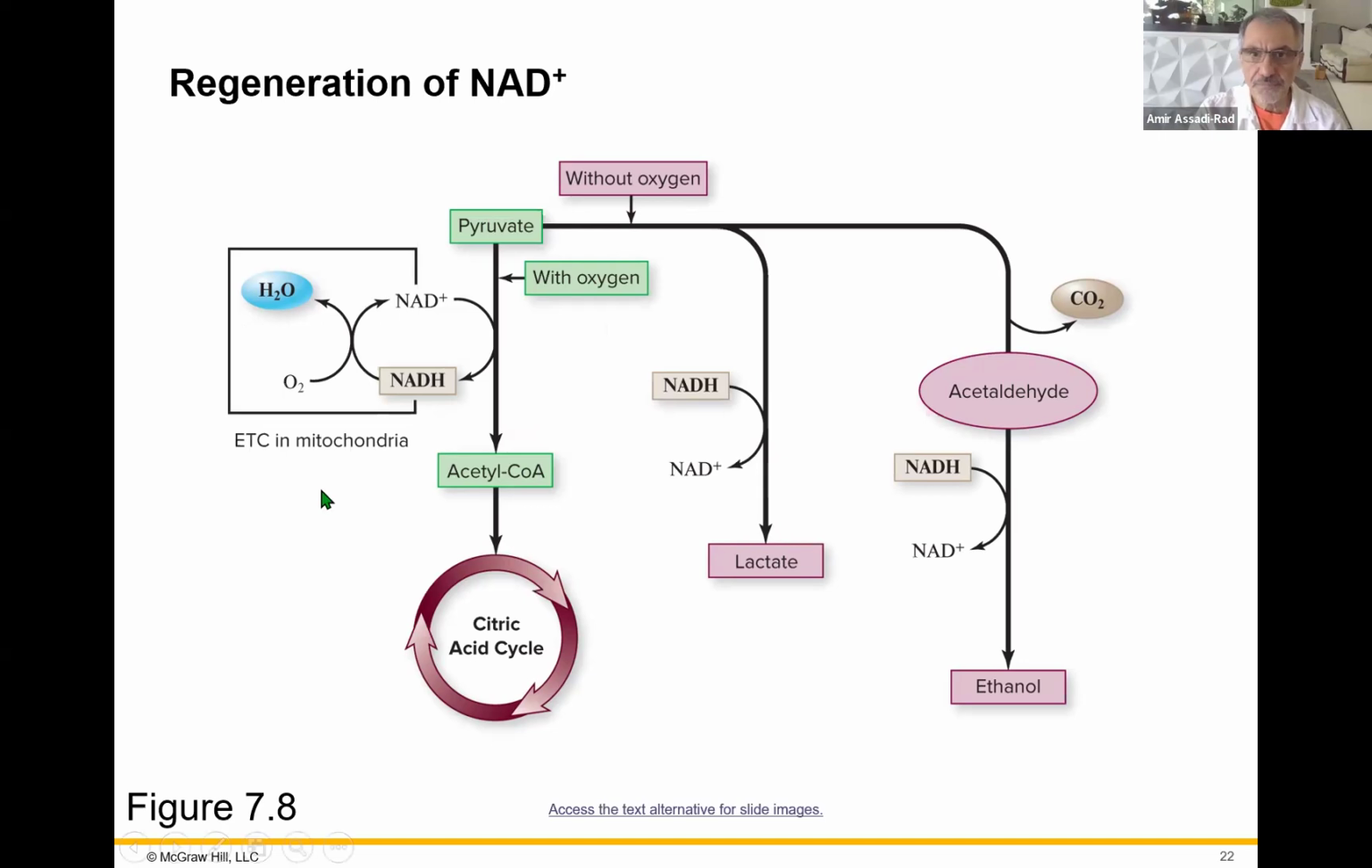Okay, so far, glucose broke down to 2 pyruvates. Now what happens? Pyruvate moves and goes into the mitochondria.